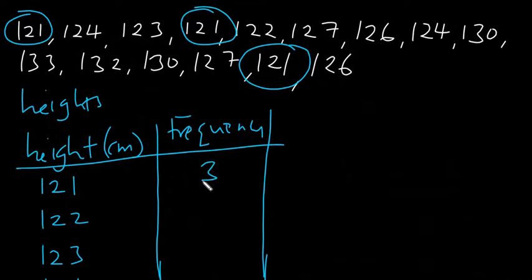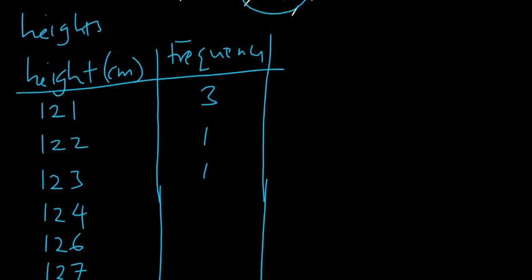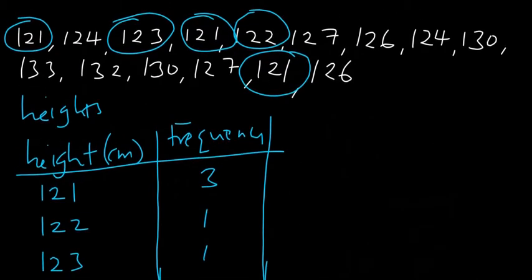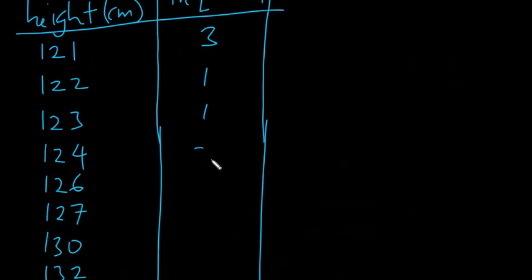So what about 122? For 122 I can see one. It seems there's only one, so that will be one. For 123 I can see one, and it seems still it's only one. Let's go to 124. For 124 we have one, and yes, there is another one. So those are two. It seems there are only two students who had their height as 124.